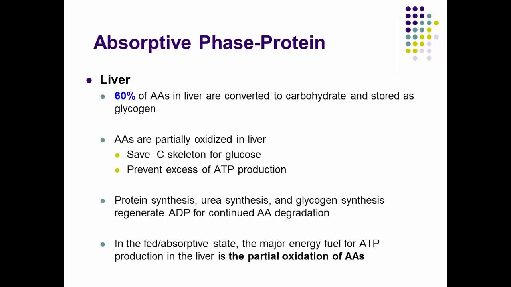And the other thing we talk about in the fed condition is that the major energy fuel for ATP production in the liver is partial oxidation of amino acids. So amino acids are important as the energy source for ATP production in the liver.